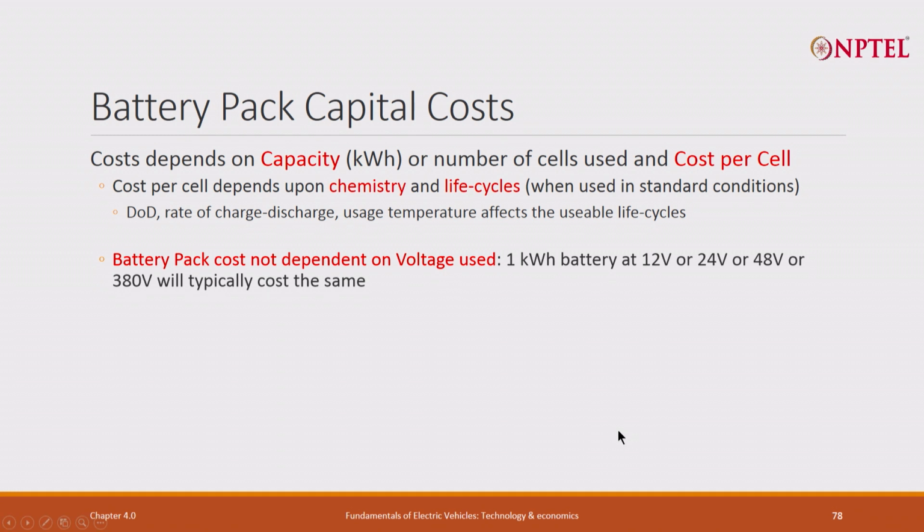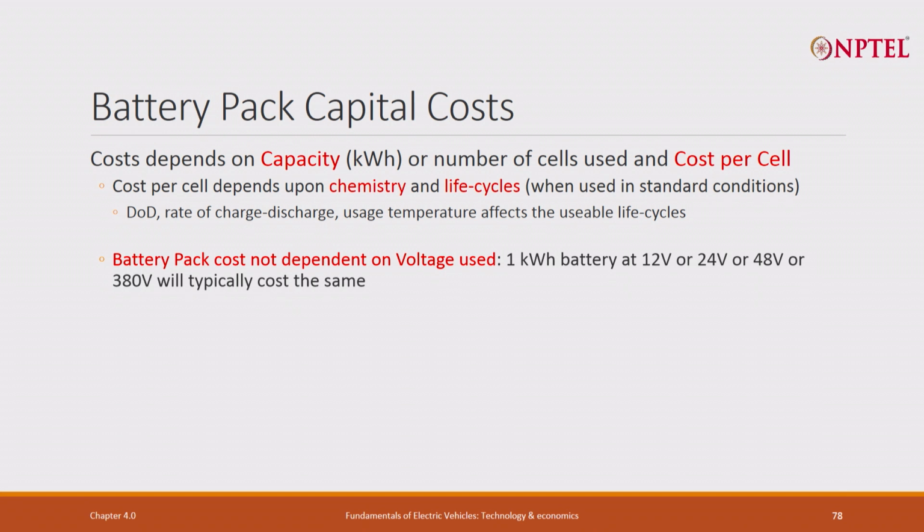Battery pack cost is not dependent on voltage, a very important thing. Very often we think that by fixing voltage we are going to decrease cost. No, it depends on kilowatt hour, the energy capacity. A 1 kilowatt hour battery should cost the same whether it is 12 volt, 24 volt, 48 volt or even 380 volt. There may be a marginal difference because the current will be smaller, so you may be able to use thinner wires, etc.